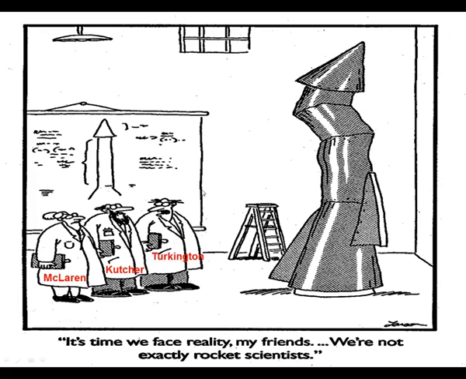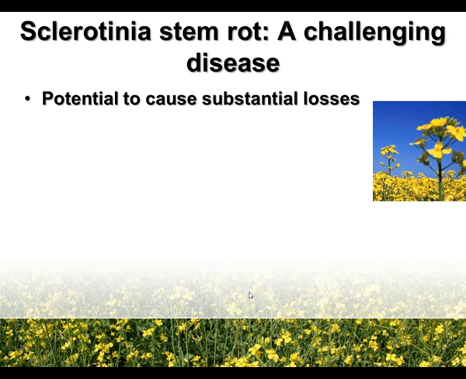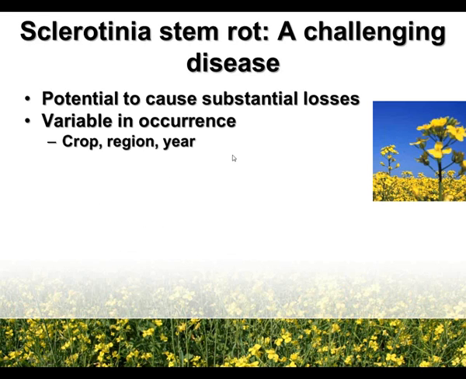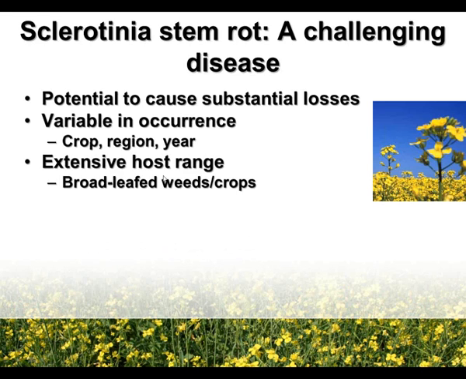If you look at talking to Randy, Debbie McLaren, or myself, we work on Sclerotinia. It is a tough disease to work on, and we certainly do not pretend that we know all the answers to it. It's a difficult disease to work on as far as doing fungicide trials or even some of the integrated crop management trials that we've done. Looking at Sclerotinia as a disease, it has the potential to cause substantial losses. It's variable in occurrence from crop region to year. It's got an extensive host range. It affects a range of broadleaf weeds and crops.